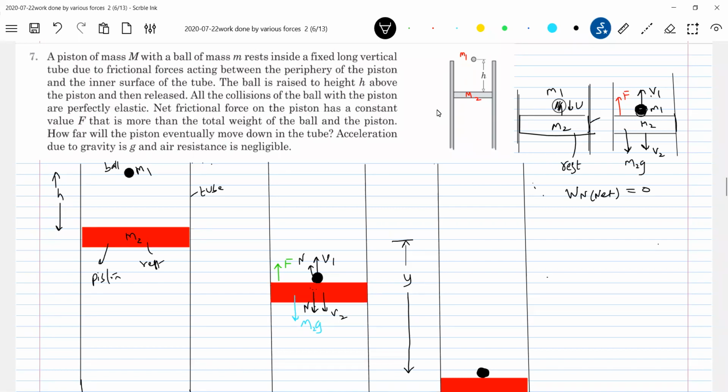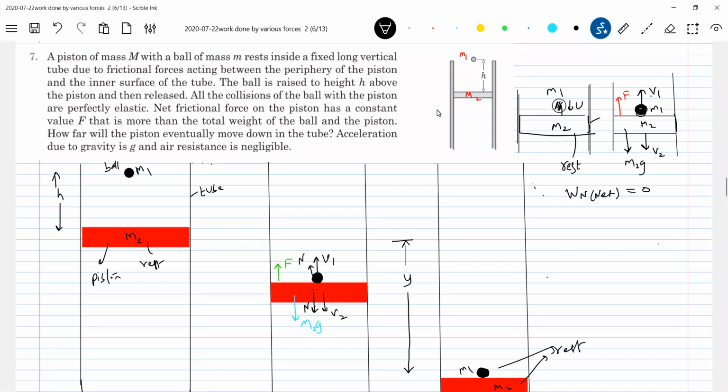How many collisions occur doesn't matter. It just asks finally how far the piston will undergo displacement. So finally, what is the state of the piston and the ball? They are at rest. Who will balance the weight? Again, the resistance force. Let's see how to calculate that distance y.